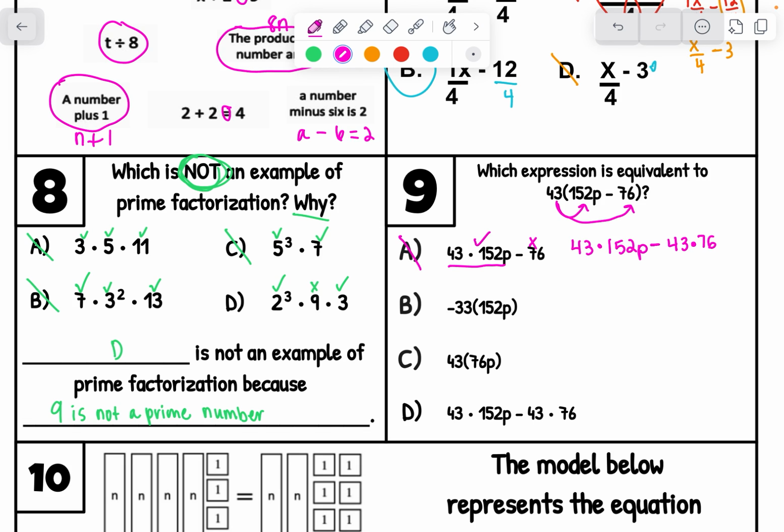This one, if I'm looking, let's see what it did. Oh, I think what it did is it did 43 minus 76. That's not what it's asking us to do, so no. This one is not even associating the right numbers together. P, the variable, was not with 76, so that can't even be the right answer. If we look, D is matching exactly what we did for the distributive property.